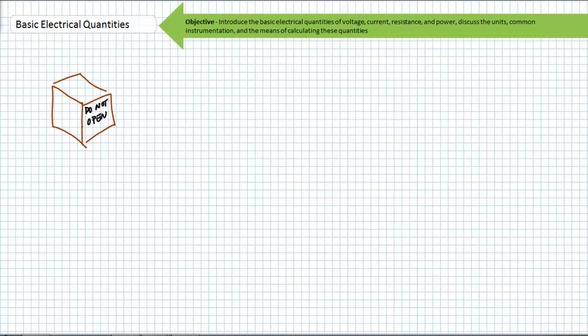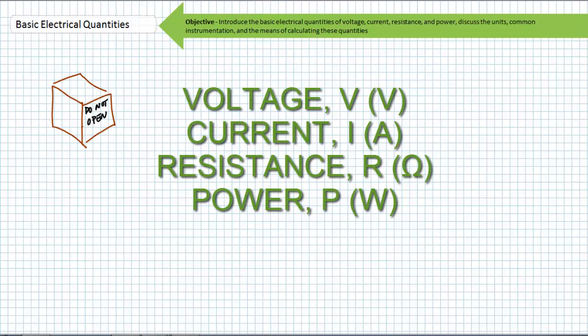I'm your instructor Jim Pytel, and today's topic of discussion is basic electrical quantities. Our objective today is to introduce the basic electrical quantities of voltage, current, resistance, and power. We will discuss the units, common instrumentation used to measure them, and the means of calculating these quantities.